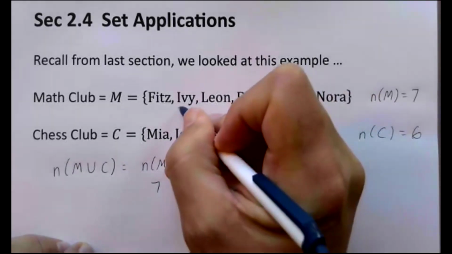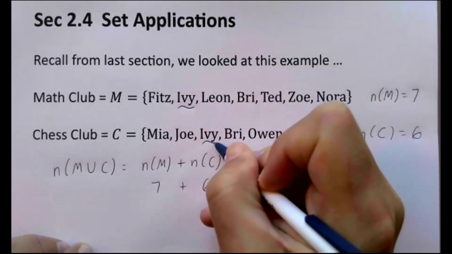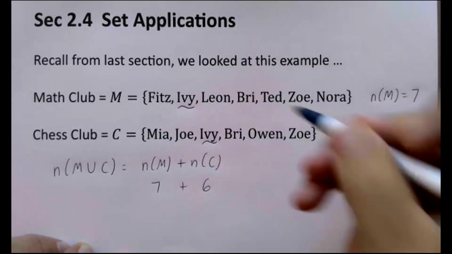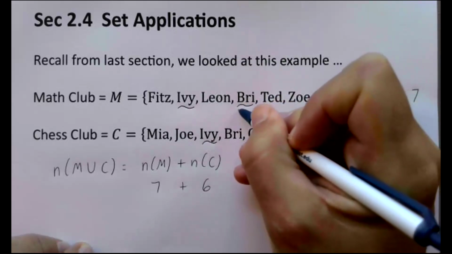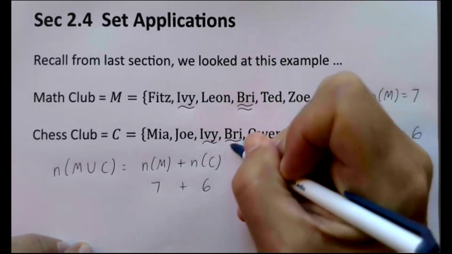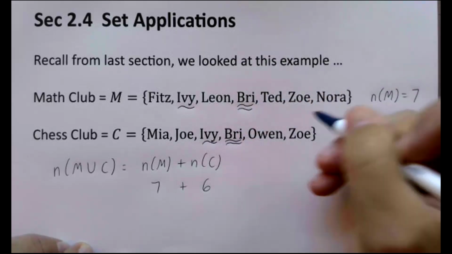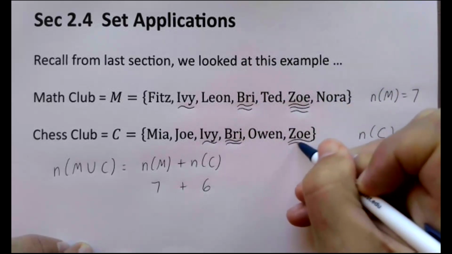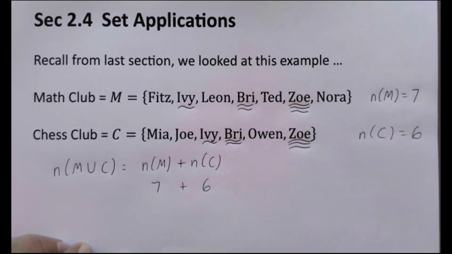If you remember, there were some people who were listed in both. Like if we're saying 13, we're counting Ivy twice. We're counting Bree twice. We're also counting Zoe twice. So there were 3 people in the overlap, in the intersection of the two clubs. And if I go with 7 plus 6, which is 13, we're double counting 3 people.